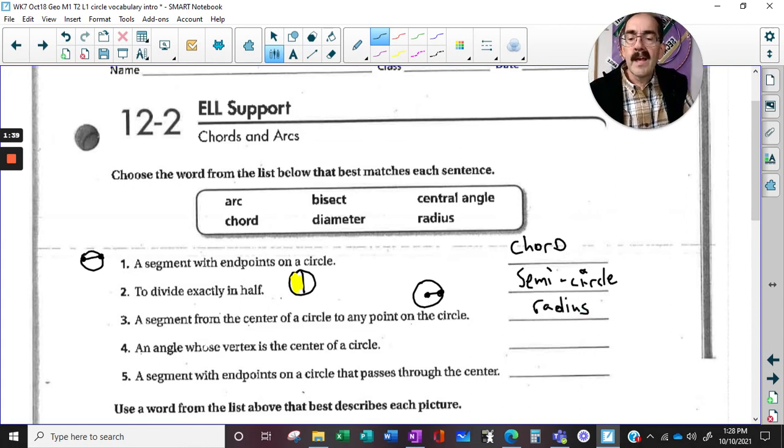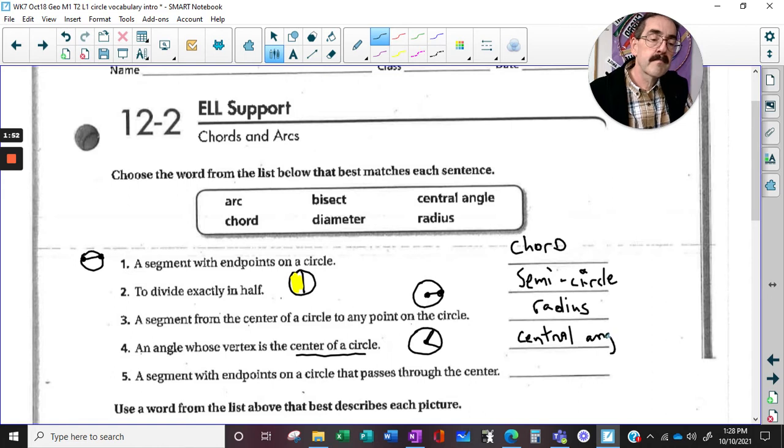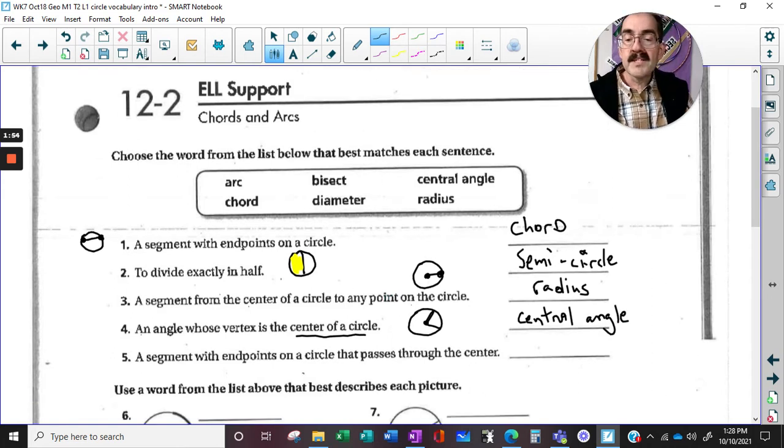Okay. An angle whose vertex is the center. The vertex is the center. Okay. Central angle. Okay. A segment with endpoints on the circle that passes through the circle. Okay, that's called a secant line.